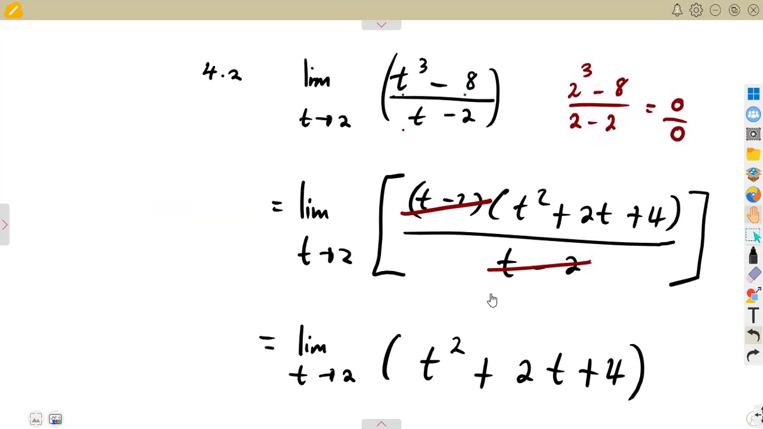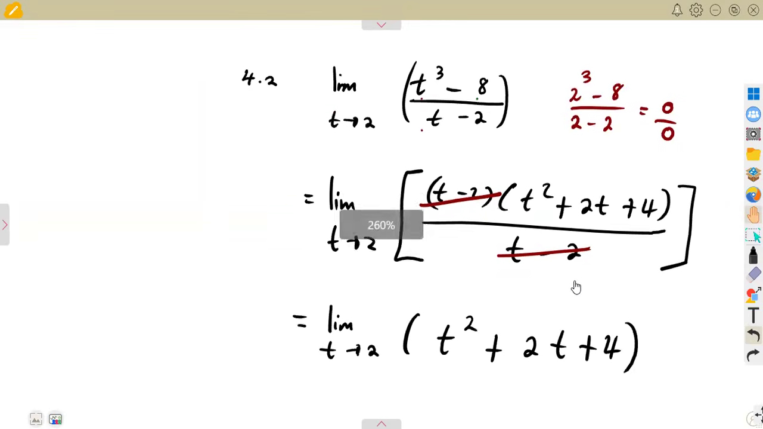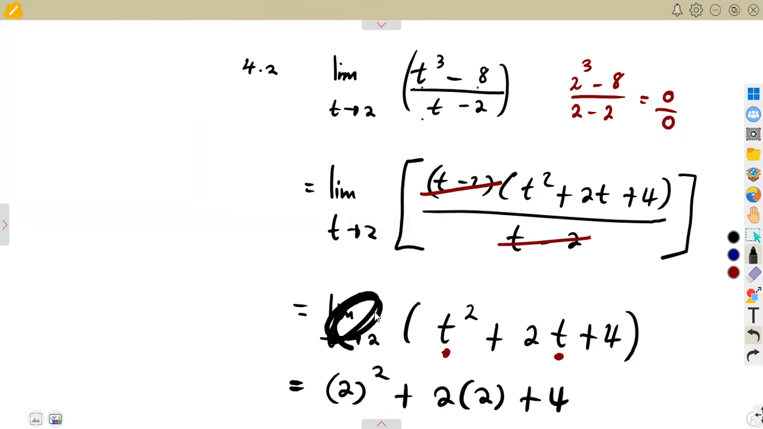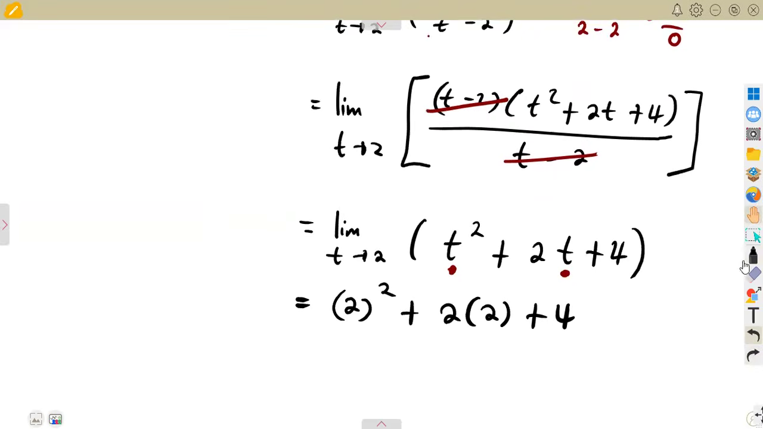As t is approaching 2, you can substitute wherever you are given the t. We no longer have the denominator which was affecting. So in place of t, we are going to substitute a 2. So that is, we are going to have 2 to the exponent of 2 plus 2 times 2 plus 4. You are substituting the limit, so you're no longer writing this limit. So that was going to give us a 12 at the end. That is 4 plus 4 plus 4.